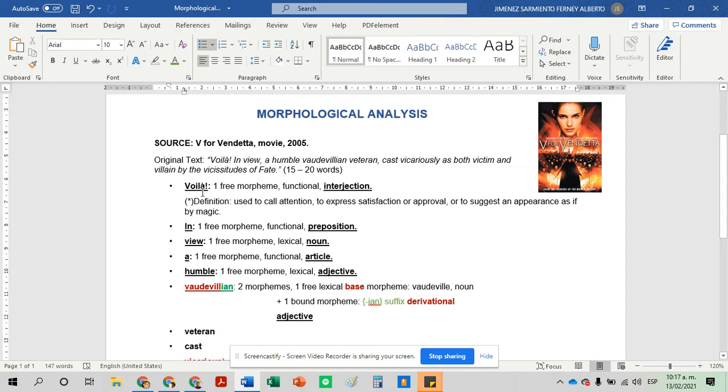So in this case, we have voila, which is one free morpheme that is functional and that is an interjection, all right? So notice the correlation between the word voila and its part of speech. The definition is for you to increase your vocabulary. You don't have to include it, but it's just a recommendation for increasing your vocabulary.